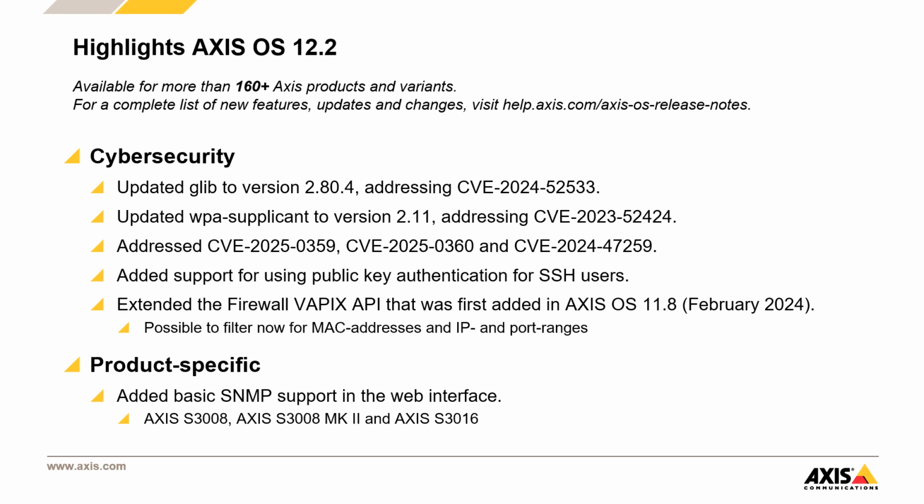We have also extended the firewall API that was first introduced in Axis OS 11.8 in February 2024. The API is now enhanced with the possibilities of filtering and tailored access to the device. Web interface configuration support, however, will be added in an upcoming release.